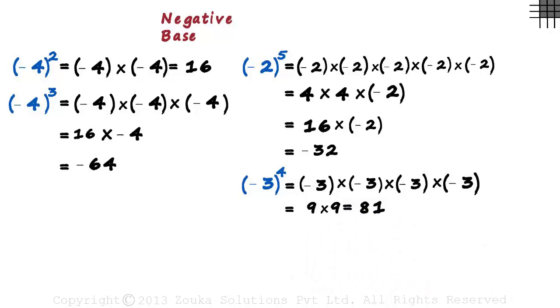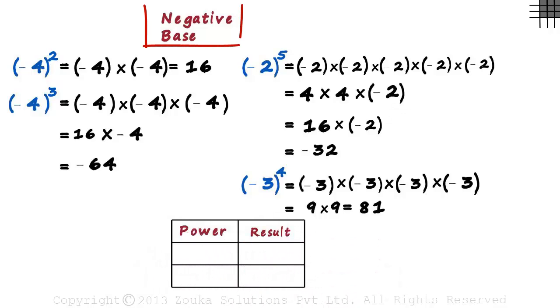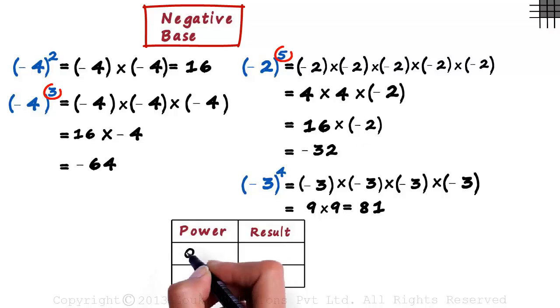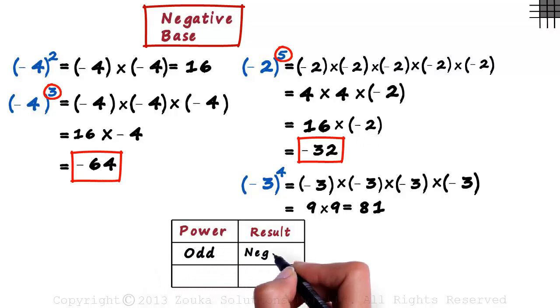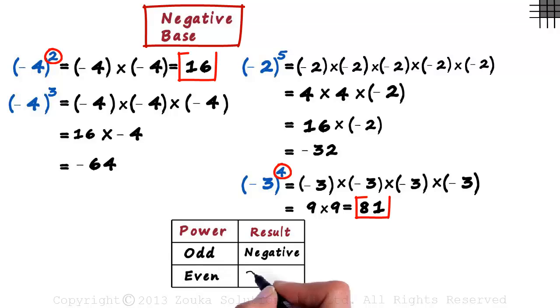So what's so special about negative base exponents? Observe the power and the result in each case. In the first example, the power is even and the result is positive. In the fourth case too, the power is even and the result is positive. In the second and the third case, the powers are odd and the results this time are negative. So let's form a table with power and the result as our columns. If the base of the exponent is negative and if the power is odd, then the result will always be negative. And if the power is even, then the result will always be positive.